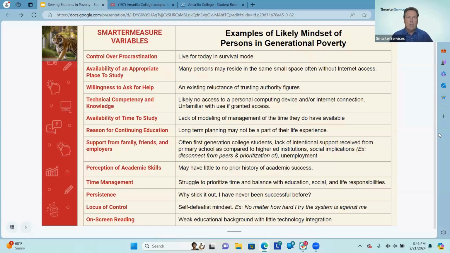Willingness to ask for help. Persons living in generational poverty likely have had bad experiences in the past with authority figures not wanting to help them.